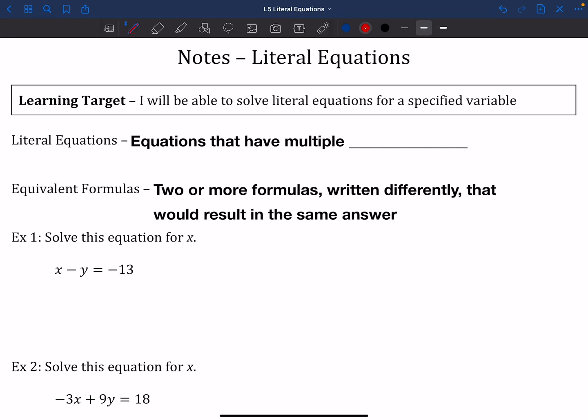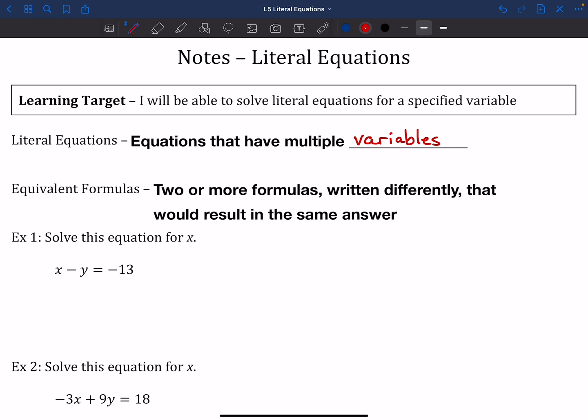Hello. So what we're going to do today is talk about these things called literal equations. Literal equations are just equations that have multiple variables in them, right? These are the ones that you'll often see in science class or in geometry especially. They'll come up quite a bit. They're a formula where you've got a couple different numbers going on, but you don't know them yet, so you use a couple different variables, right?